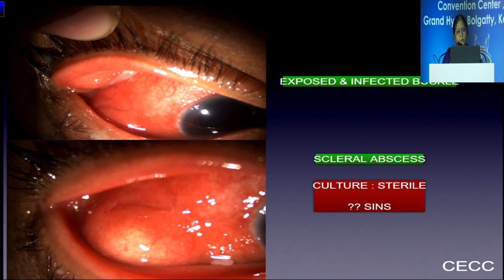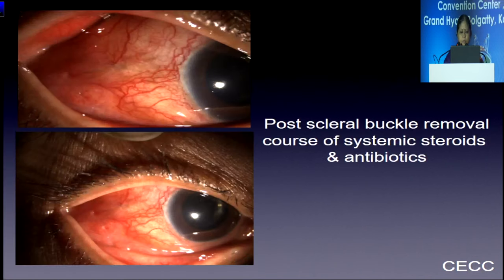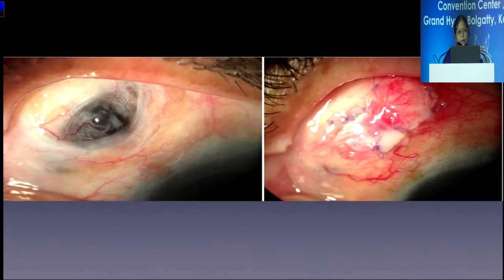This is another patient whom I operated about 20 years back, who came to me recently with an extruding buckle infection, and what looked to me like a scleral abscess, which I drained in my OP itself. But his problem was that he was having severe pain. The pain was disproportionate to the inflammation that he had in the eye, and subsequently after buckle removal and a course of systemic antibiotic and steroid, his eye quietened down. What he had was a post-surgical scleral necrosis syndrome.